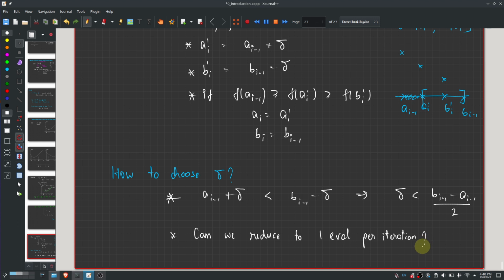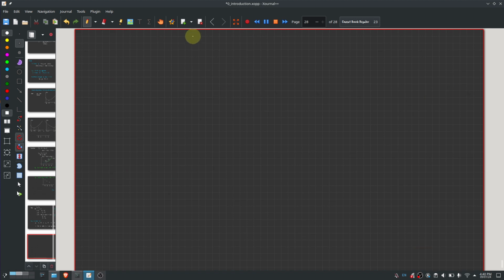Use the midpoint, then, in a binary fashion. Okay. And then we have A_{i-1} and B_{i-1} at the beginning of each iteration. So let's start from the beginning. Let's start with A0, B0. I have A0, I have B0. So how do you choose A1 and B1?